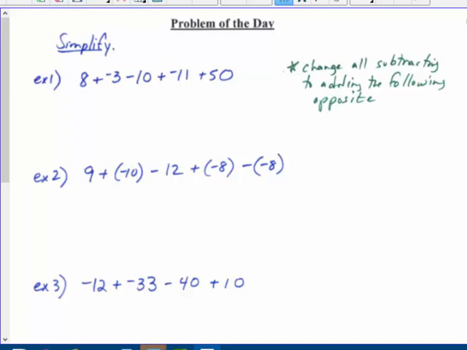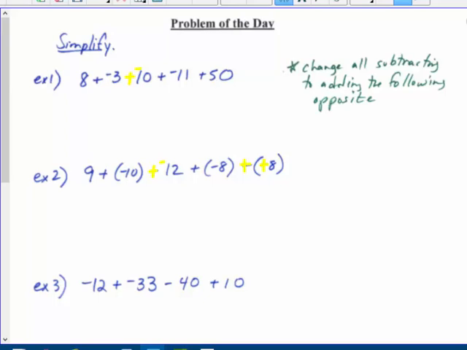So for instance, here you're going to change -3 minus 10 to adding -10. Right? Because that's a subtraction. And -10 minus 12 to adding -12 and adding the opposite, +8.